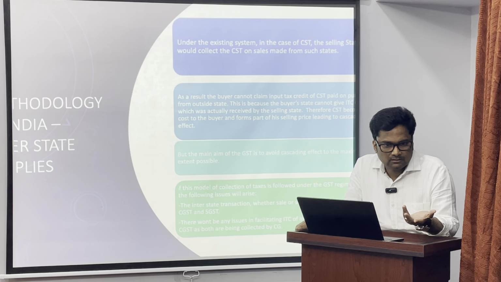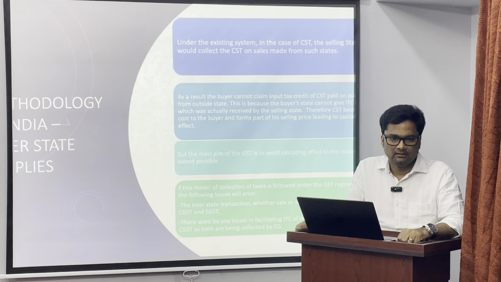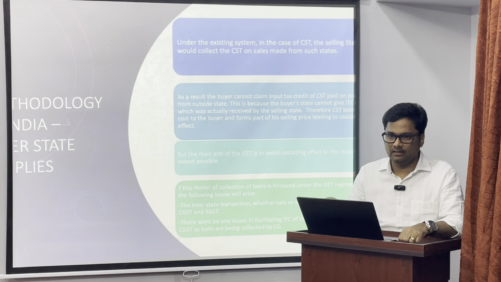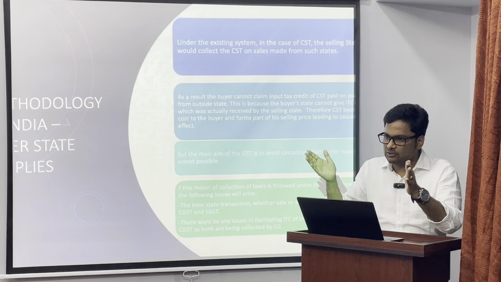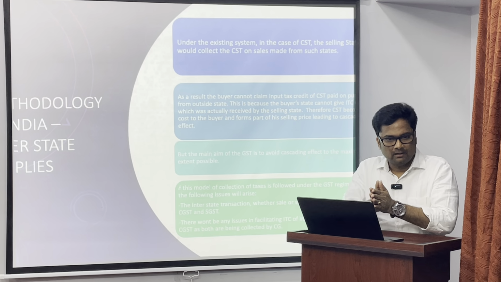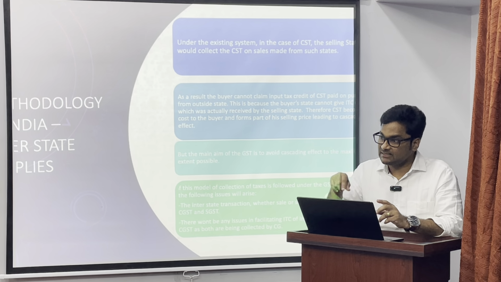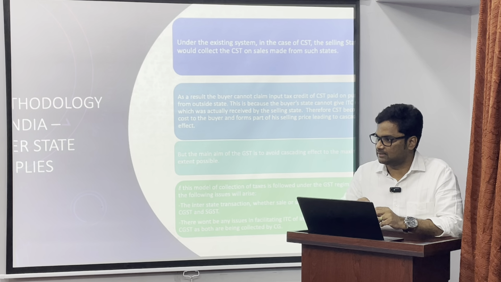Is there any logic? No. So therefore there is a cascading effect for CST. Now the buyer of B has to add the central sales tax to its cost and then sell. On that sale, if it is an intrastate sale, he will charge VAT. If it is an interstate sale, again he will charge CST.